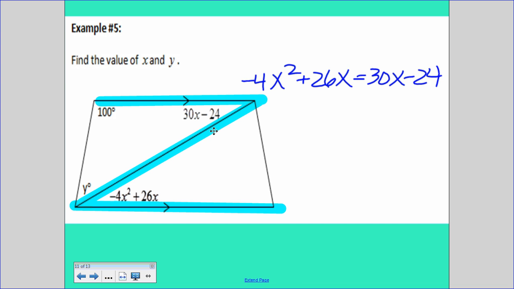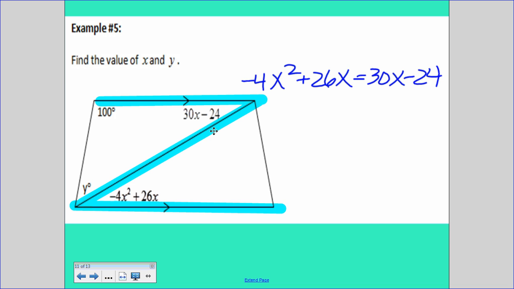Now we have an x squared. Luckily, we did a factoring unit, so we all know how to solve when we have an x squared. What's our first step? Raise your hands. What's your first step?